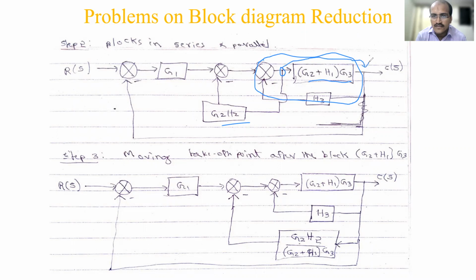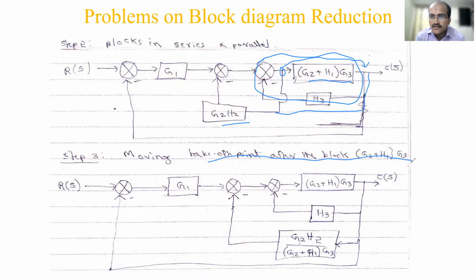After this block, if I place it, what will happen? This path will come and sit over here, like this separated out path. Then this will be free and you can apply the minor feedback loop. That's what is written in step 3, moving takeoff point after the block G2 plus H1 into G3.